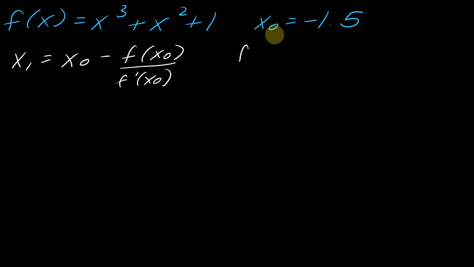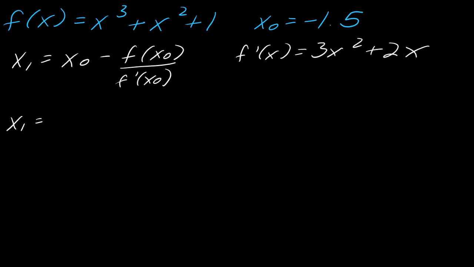Now what I've got to do is figure out what f prime of x is. Well, that's nice and simple to figure out. We've got 3x squared plus 2x. So basically now I've got to plug in this number here into this function. Now I'll show you what this actually looks like.